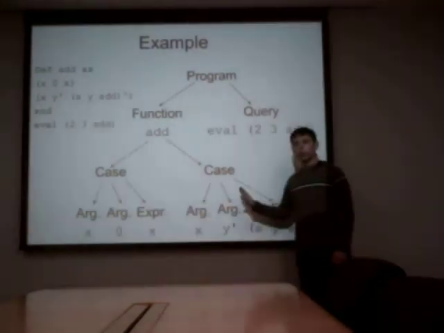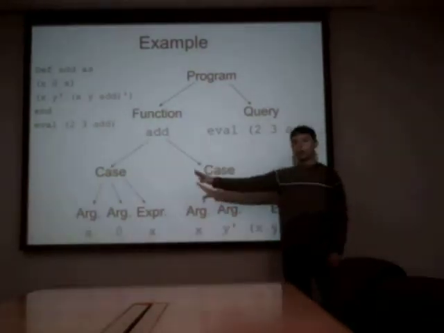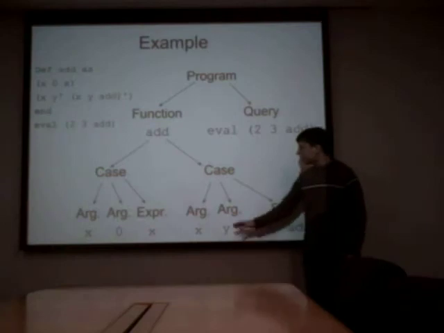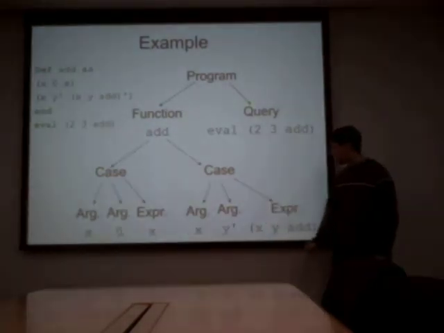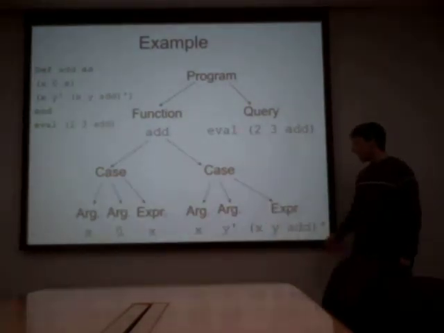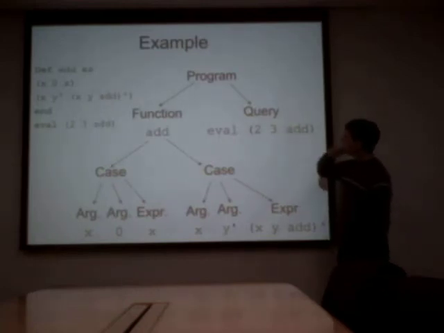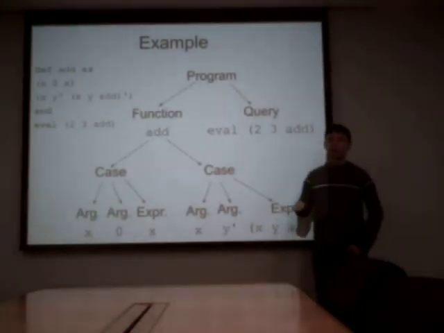Whereas the other case, which is only used if the first case is not applicable, which means the second argument is non-zero, takes x and then y prime and returns x y add prime. We evaluate a query, which basically just says add 2 plus 3 and give me the result of that.